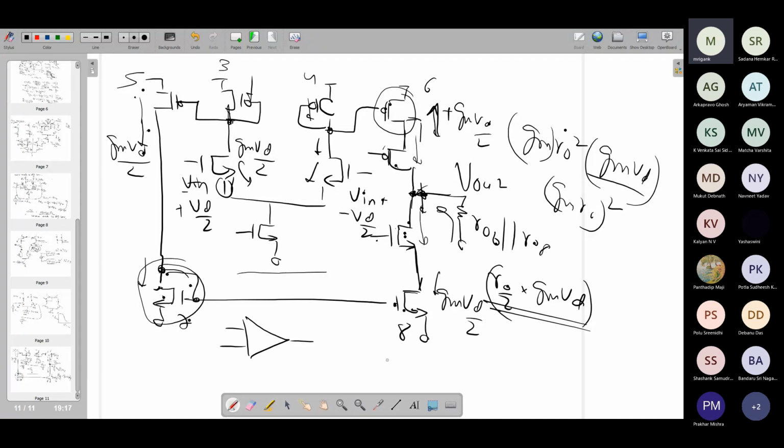So this kind of circuit is called an operational transconductance amplifier. In order to make it an op-amp, you need to also make the output impedance low by adding a buffer stage or a common drain stage. We will discuss that later.